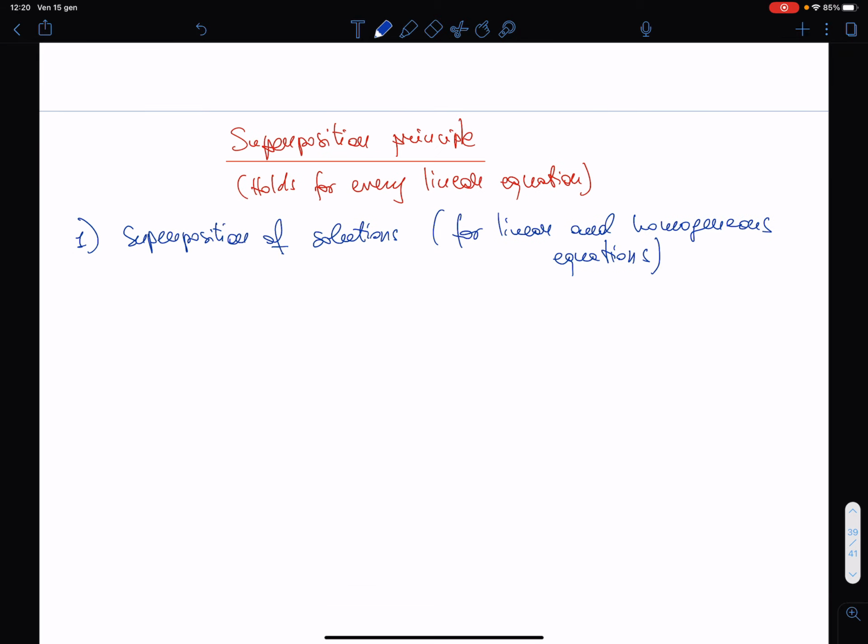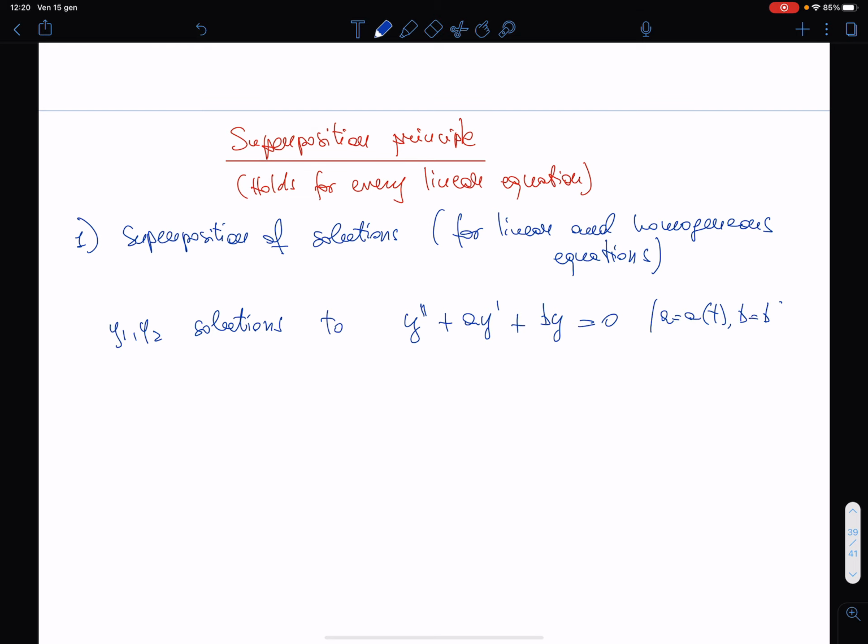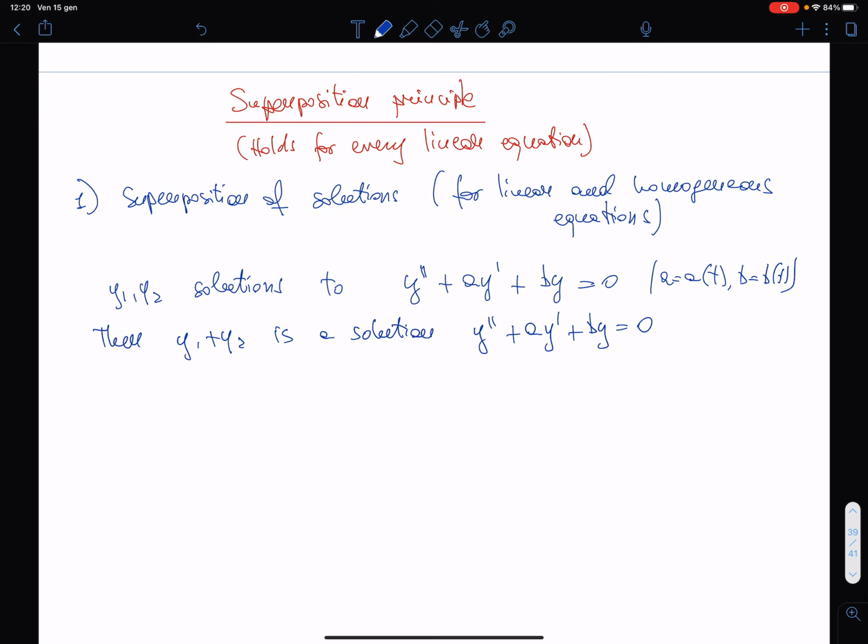So, if you have y1, y2, solutions to the homogeneous equation y second plus a y prime plus b y equal to 0, and you can have also a equal to a(t), b equal to b(t), then y1 plus y2 is again a solution to the same equation. Sum of solutions is a solution for a linear homogeneous equation. Coefficients can depend on time.